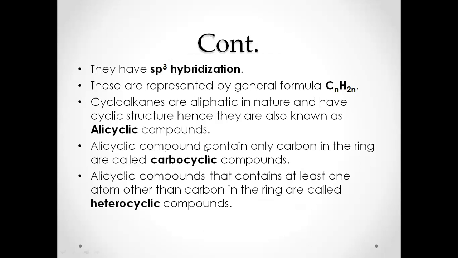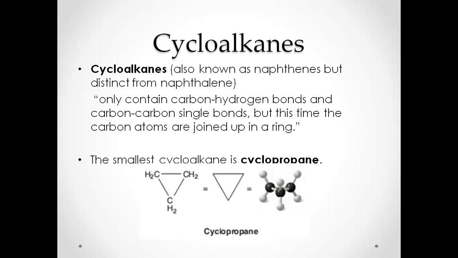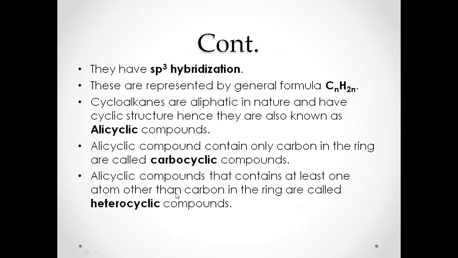Cycloalkanes have sp3 hybridization, meaning every carbon makes only sigma bonds. As we can see in cyclopropane, each carbon is attached with two hydrogen atoms and with two other carbon atoms through sigma bonds. So it is sp3 hybridized. They are represented by the general formula CnH2n.